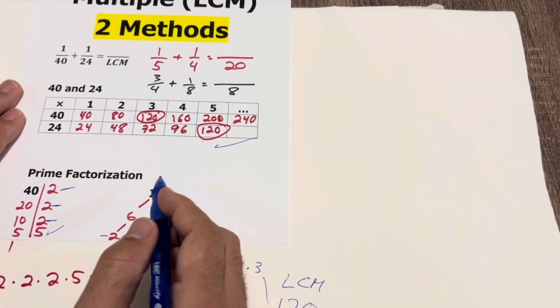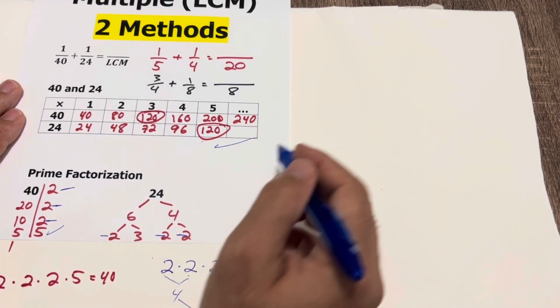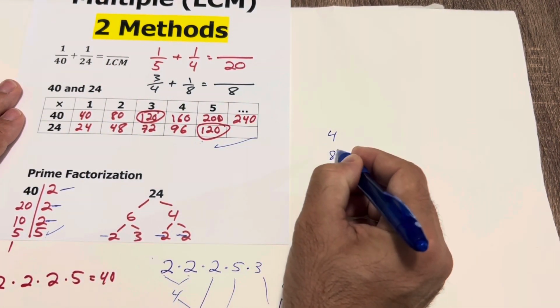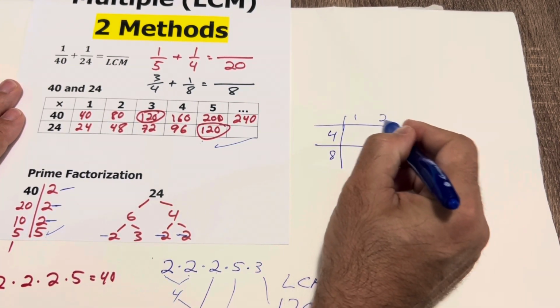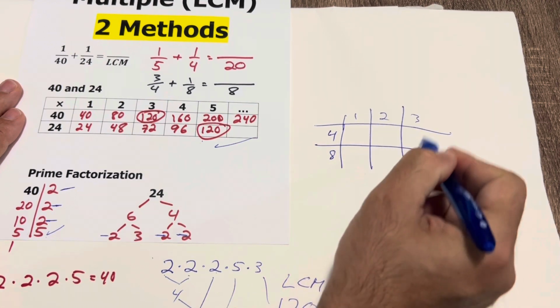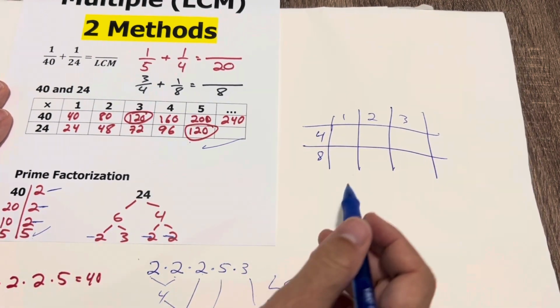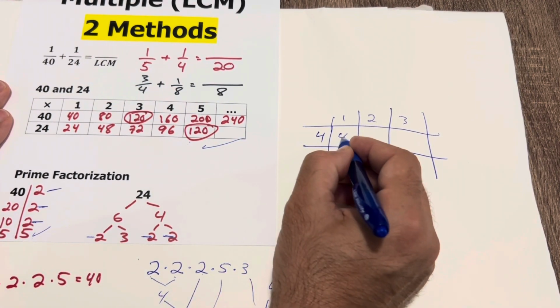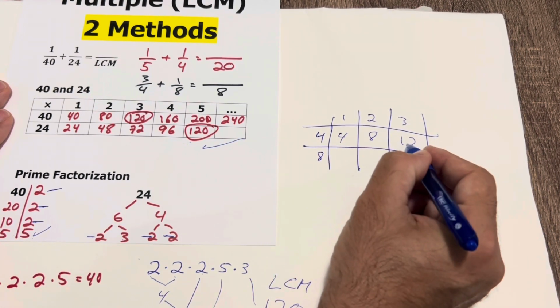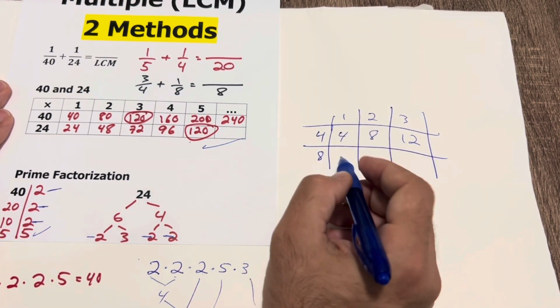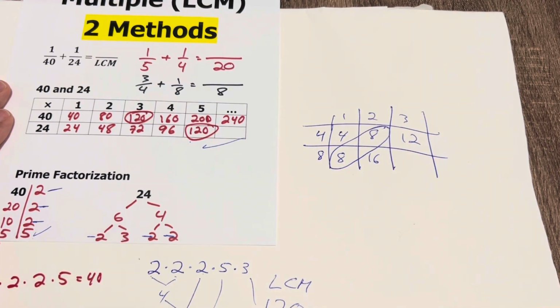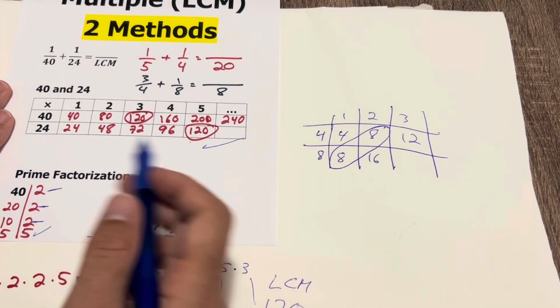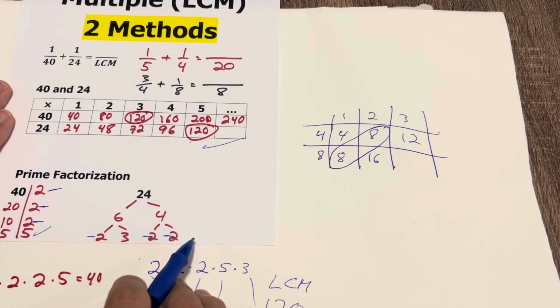Let's do this one for 4 and 8, for example. If we want to find the LCM for 4 and 8 using the first method, we multiply 4 and 8 by 1, 2, 3. Let's do just those 3. Sometimes you find it really quick. For example, 4 times 1 is 4, 4 times 2 is 8, 4 times 3 is 12. But here 8 times 1 is 8, 16. But if you see here, you find it right away, the number 8. You don't need to do any of this prime factorization.